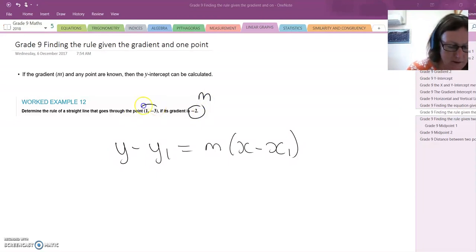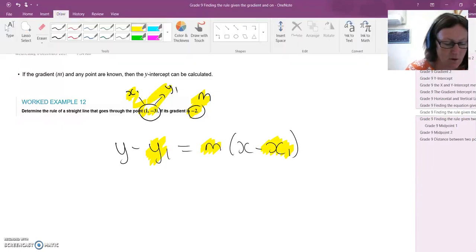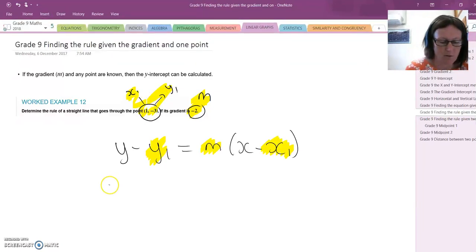Alright, we're given the gradient of -2, so this is our m. Here's our point. With this point, this is the x coordinate of our point, and this is the y coordinate of our point. So what I am going to do in my formula, instead of m, I'm going to write -2. Instead of x1, I'm going to write 1. And instead of y1, I'm going to write -3. So I substitute those three values into my formula.